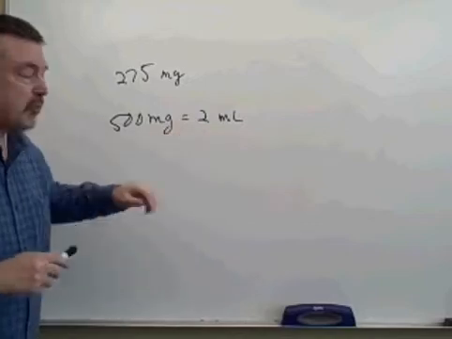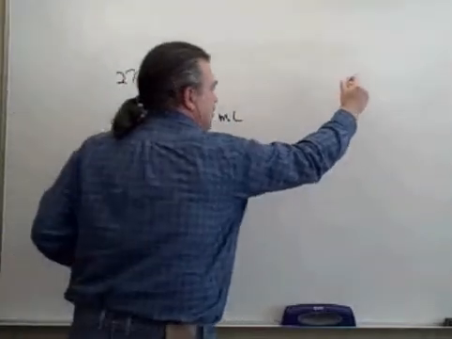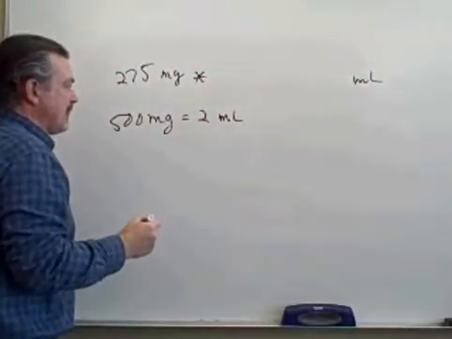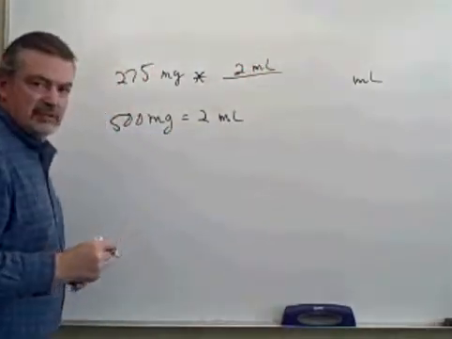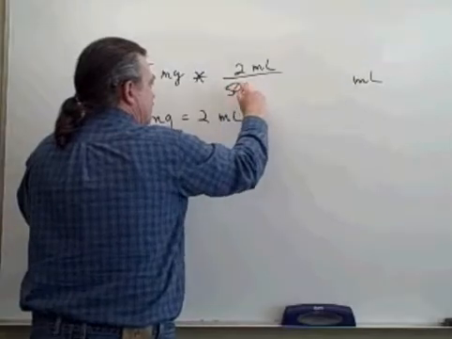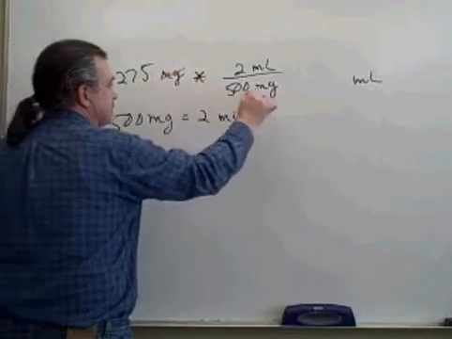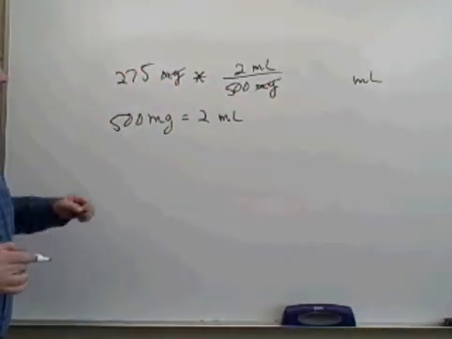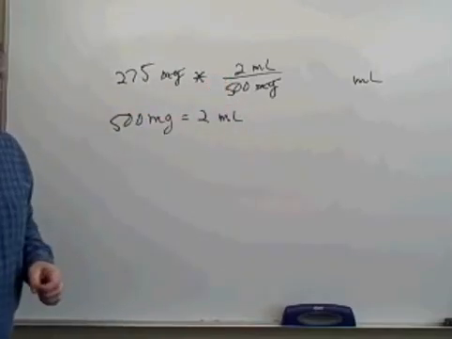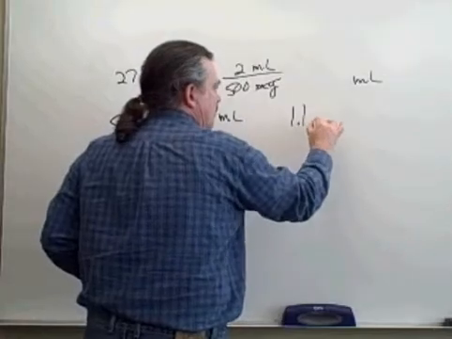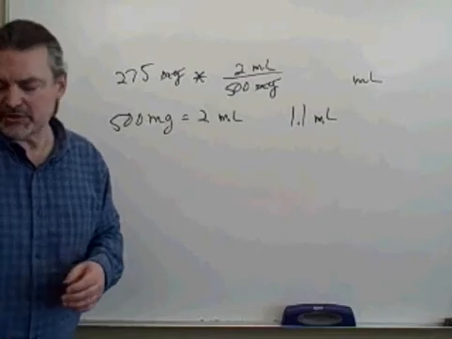So we can use this equivalence to get us from milligrams of drug to the number of milliliters we should inject. And since we want milliliters to remain, we'll put 2 milliliters in the numerator, and we want to cancel out milligrams, so we'll put 500 milligrams in the denominator. And when we take 275 and multiply it by 2 and divide that answer by 500, we should get 1.1 milliliters of the solution that would need to be injected into the patient.